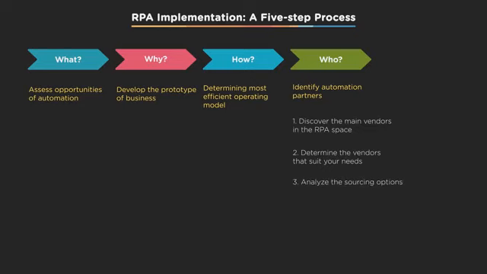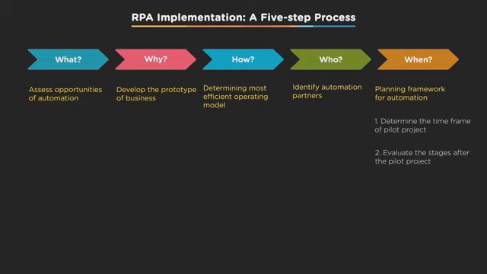Step 5. Plan framework for automation. It involves: 1. Determining the time frame of the pilot project. 2. Evaluating the stages after the pilot project. 3. Analyzing the scale of strategy execution. 4. Creating a framework for the stakeholders to justify why it is important to automate.